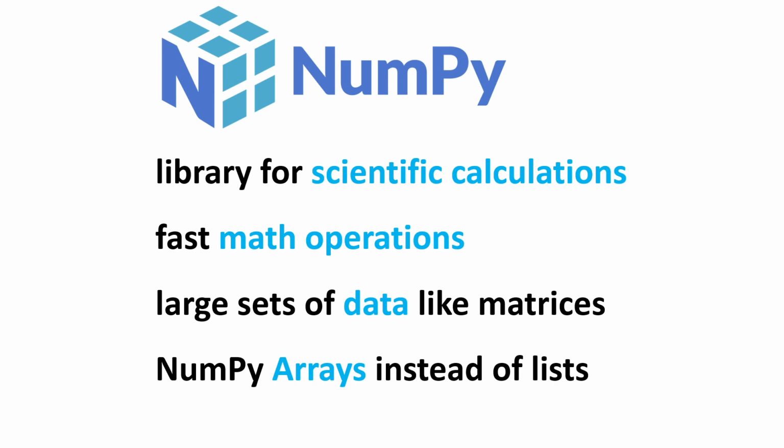The first library is NumPy. It is a popular Python library for scientific calculations. It helps with fast math operations on large sets of data, especially matrices. People often choose NumPy arrays instead of lists because they use less memory and are more convenient and efficient.